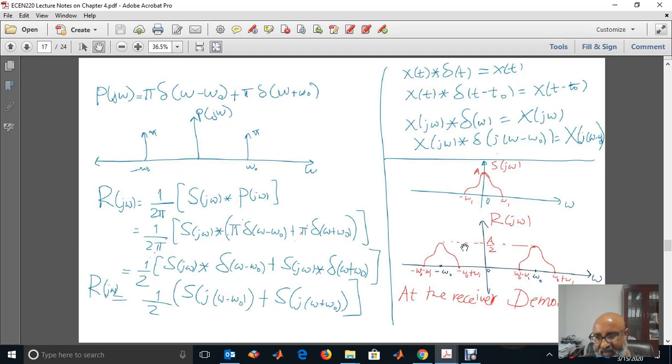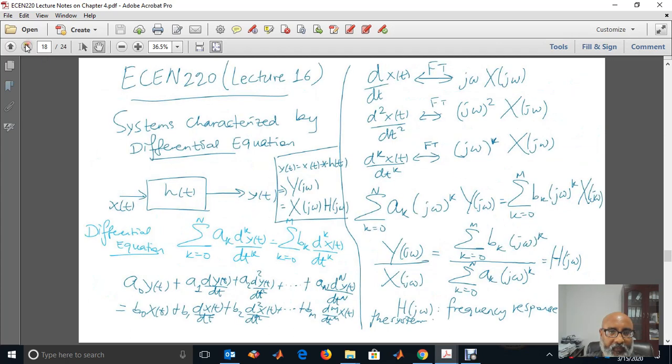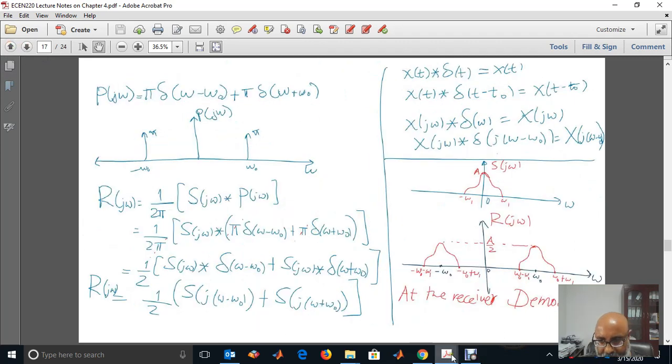This is at the receiver. The receiver will do demodulation in order to retrieve the original signal, the original spectrum S(j omega).